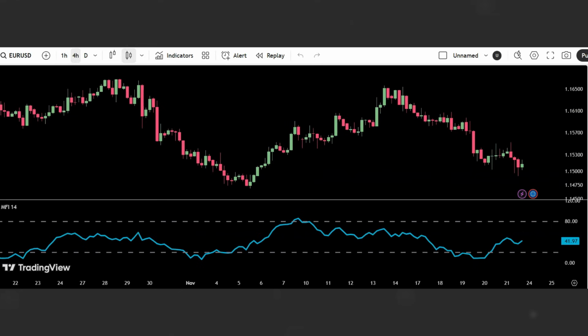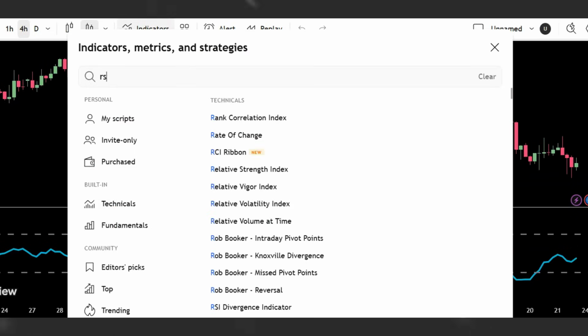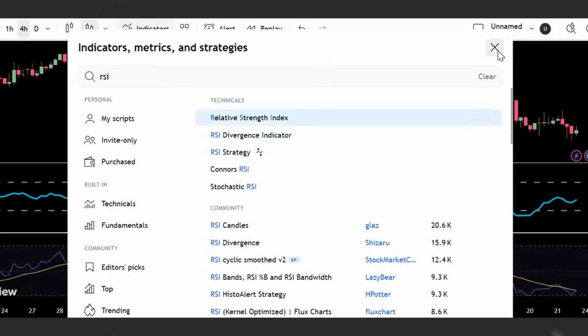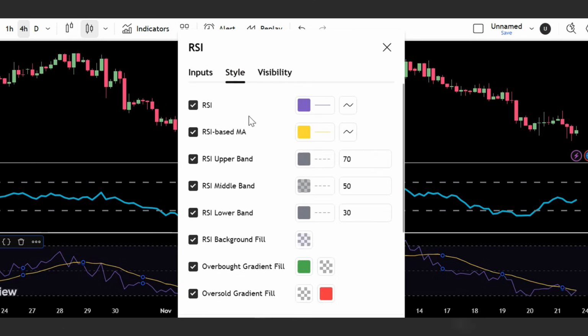To add RSI on TradingView, go to the Indicators menu and search for Relative Strength Index. Click to add it to your chart, then open its settings. Keep the default settings, RSI length 14. Next, go to the Style tab. Here we only need RSI, RSI upper band, and RSI lower band. Uncheck the others.